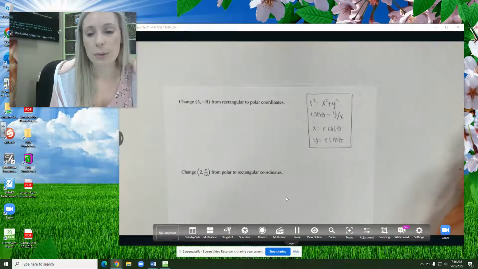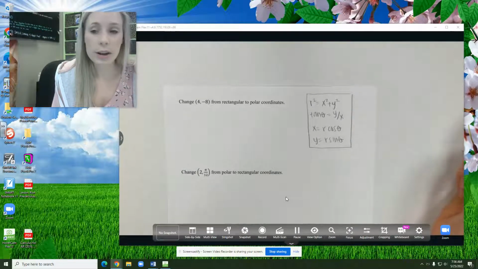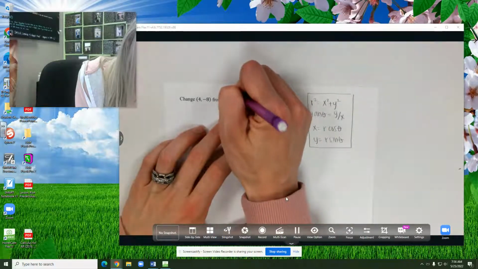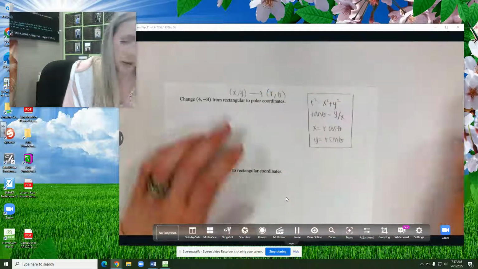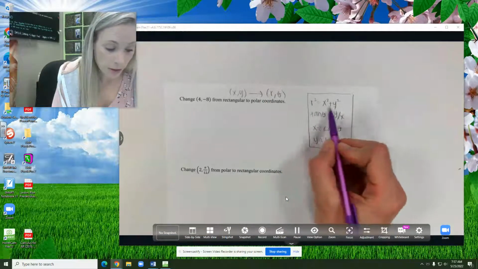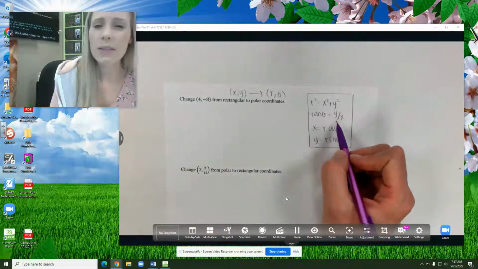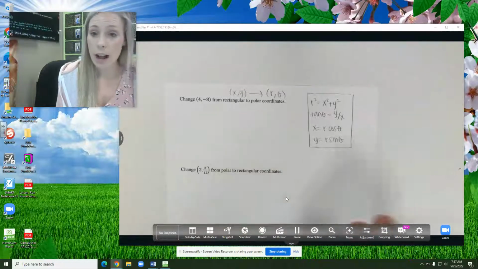So in the first question, we have to change (4, -8) from rectangular to polar coordinates. Rectangular coordinates are x and y. We want to go to r comma theta. What that means is I need to find r, and I have a method to do that, and I need to find theta. Theta is a little bit more challenging because we do have to think about what quadrant our point is in.